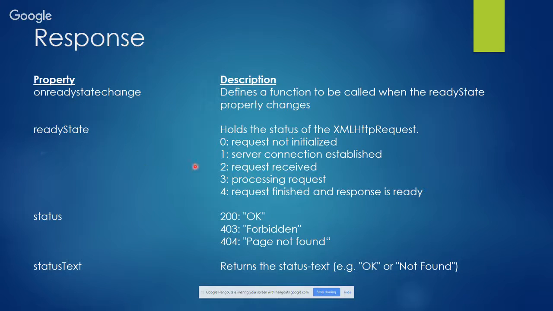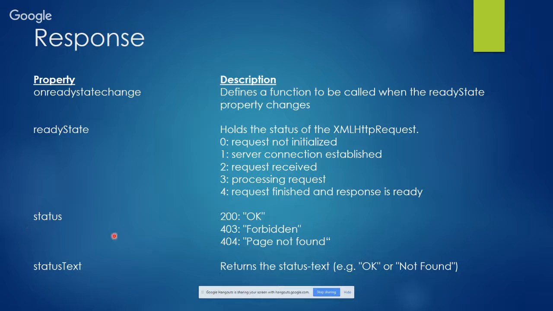There are a few ready states that you can see right here. Request is initiated, server connection established, request received, processing request, and request finished and response is ready. So usually you'll check to run your function when the ready state equals 4. That way it knows it's finished.